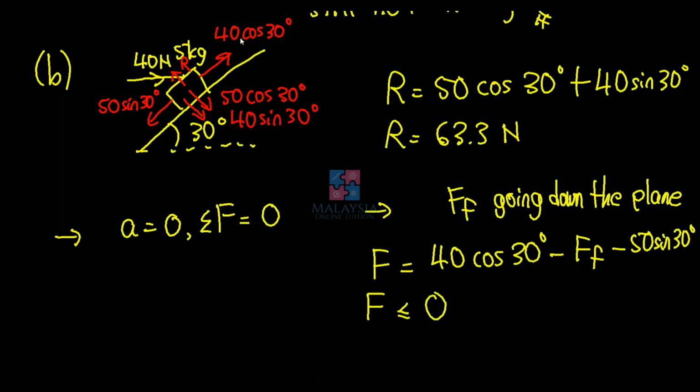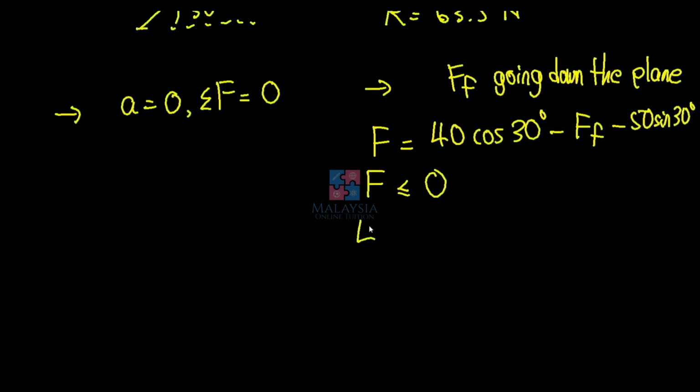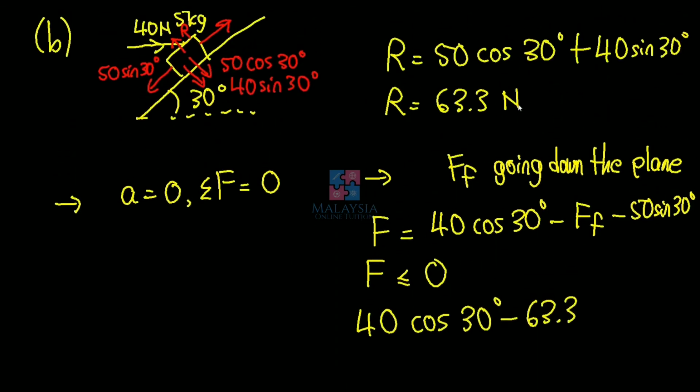That's the thing. Okay, so if it is less than 0, that means it will not be going up the plane. It will not move. Okay, so now we will have 40 cos 30 degrees minus 63.3. I forgot to put this. Oh yeah, I forgot to mention that this is just the R, okay? For the frictional force, we have to put the mu. And then minus this is 25 to be less than or equals to 0.